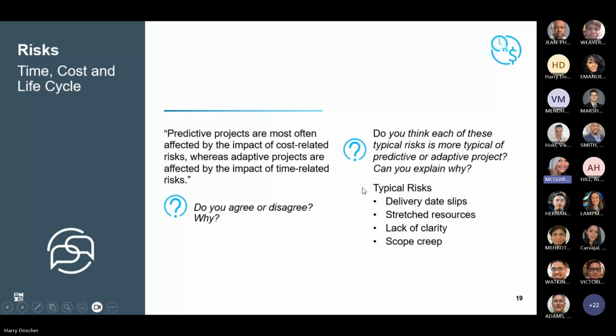All right. Anybody ever have a date slip in a predictive project? Yes. Wow. I didn't know that they had those at AT&T. Just kidding. What about in an adaptive project? Okay. They can occur in an adaptive project too, but I think they're more typical in the predictive projects.